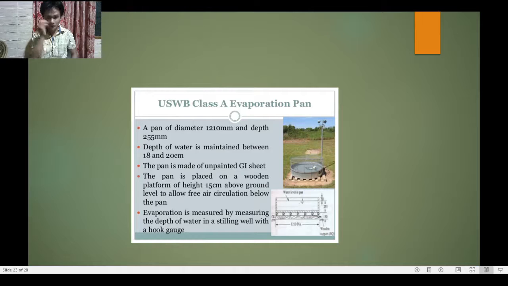So, this is an example of an evaporation pan class A. Its dimensions are quite close. The one I discussed is 120.7 centimeters. This one is 121 centimeters with a depth of 25.5 centimeters.